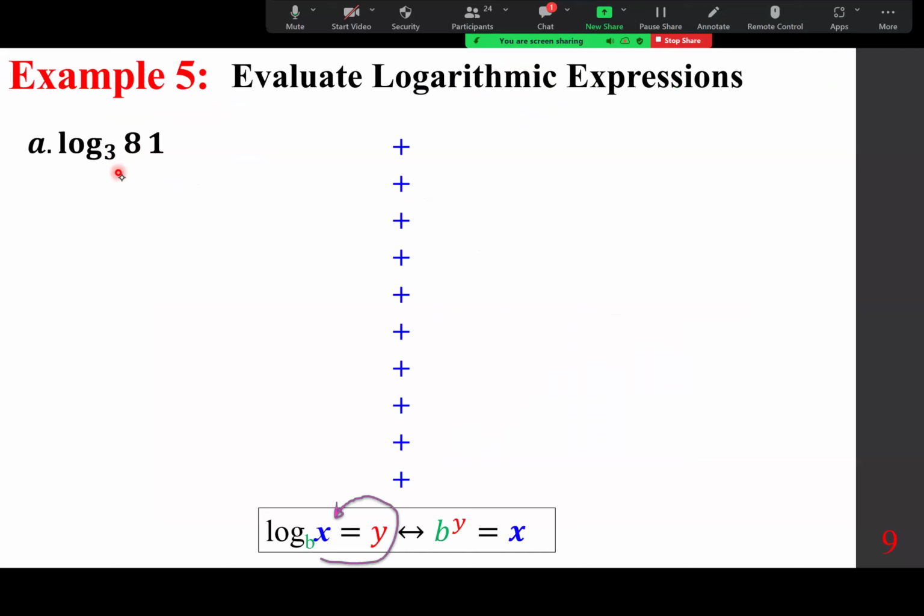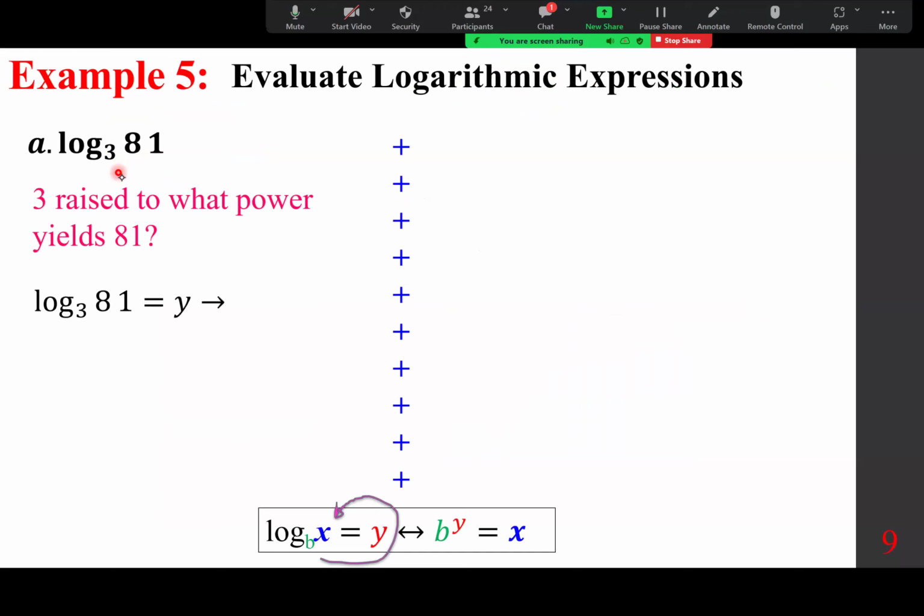What is log 81 to the base 3? In other words, 3 raised to what power yields 81? Why don't we just call it something, x, y, z? You choose a variable. We call it y. And let's do the arrow thing. 3 to the power of y is 81. You know 81 is 3 to the power of 4, so y must be 4. So it's very straightforward, everybody.